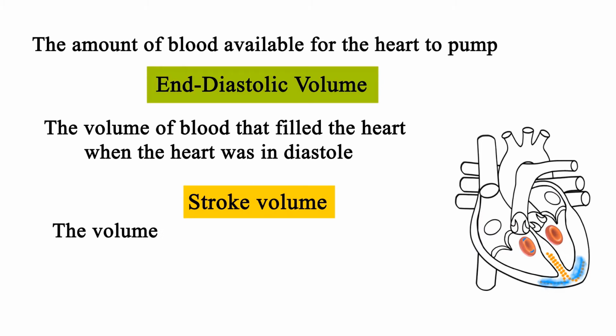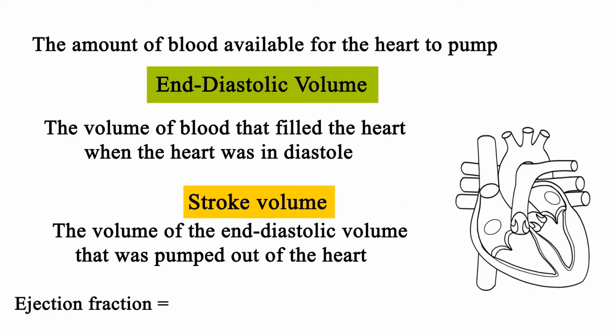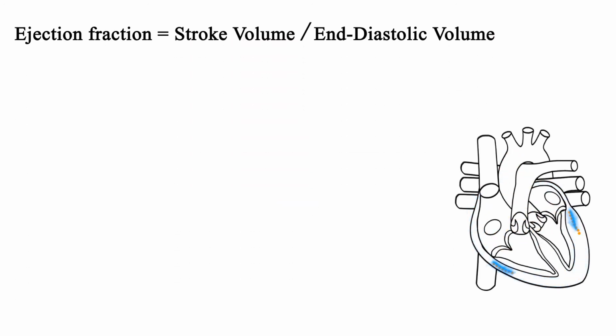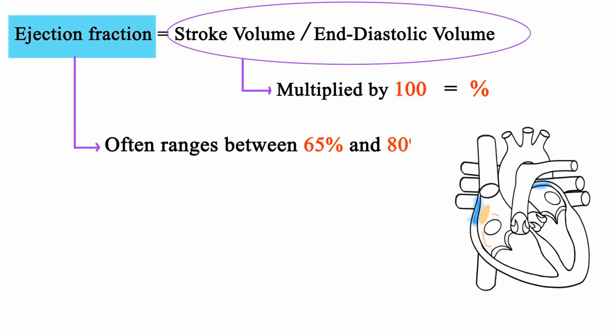Stroke volume is the volume of the end diastolic volume that was pumped out of the heart. Ejection fraction can be represented by the formula: ejection fraction equals stroke volume divided by end diastolic volume. The resulting decimal is multiplied by 100, and ejection fraction is measured as a percentage. For a healthy individual, ejection fraction often ranges between 65% and 80%.